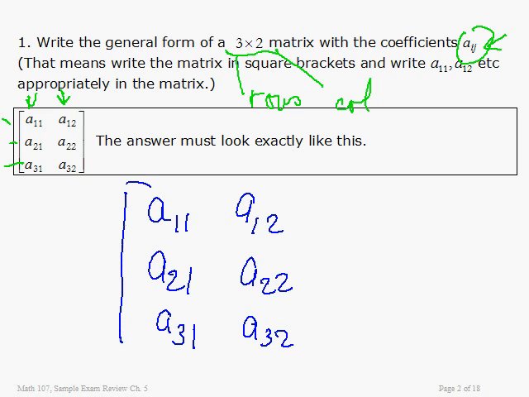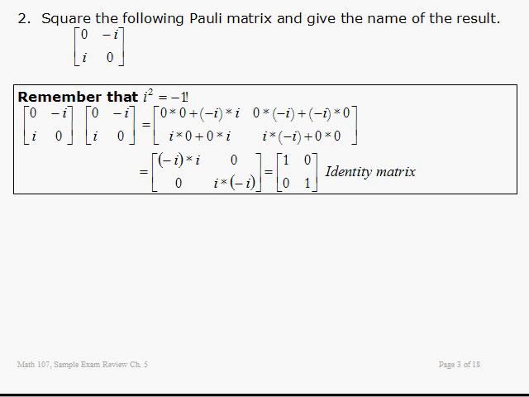Then the matrix is enclosed in square brackets. It should look just like this, unless of course the order is different, and then you make the adjustments that you need. In this case, we're given a matrix.